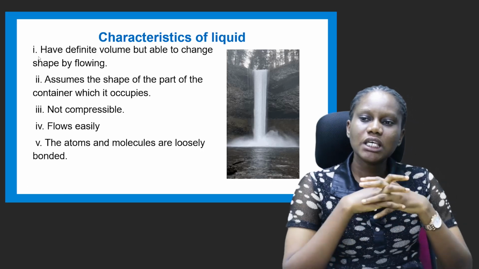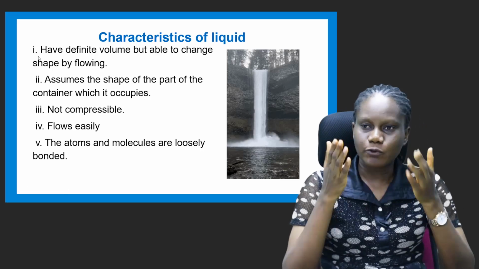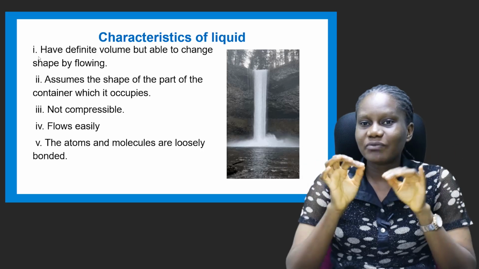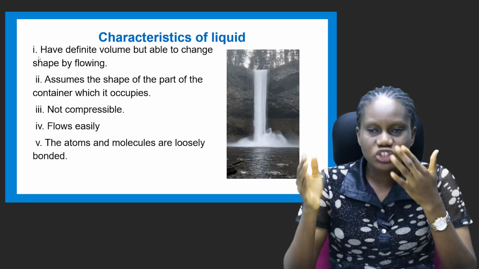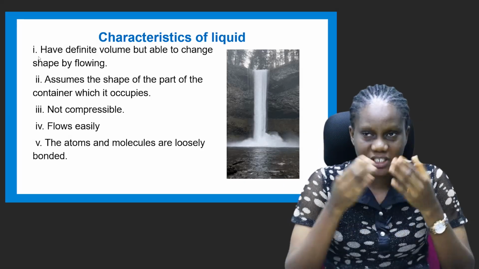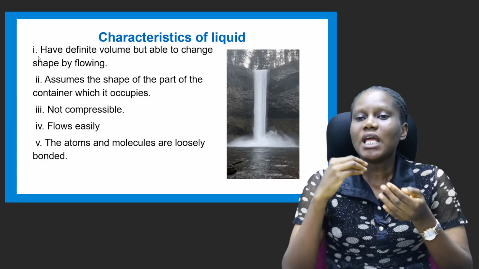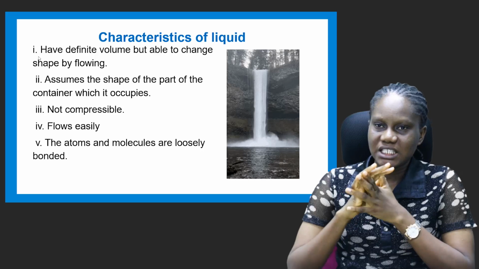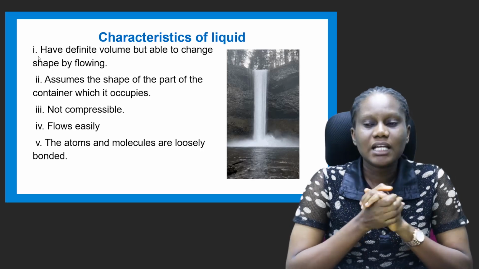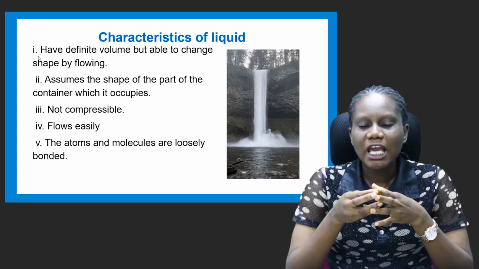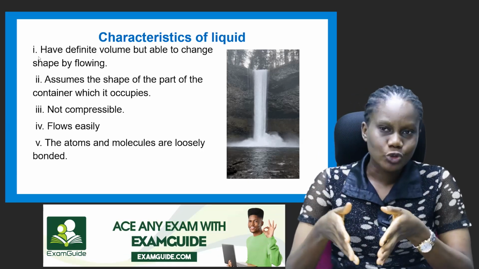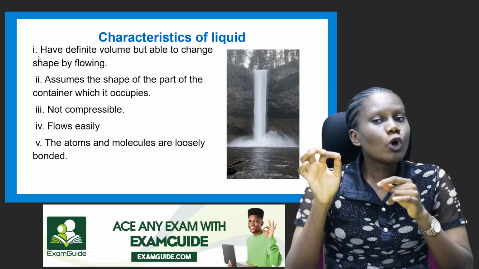From our diagram, you can see a waterfall, and you see how it's flowing. So it shows that, in contrast to solid, liquids flow easily. They have definite volume, but they're able to change shape by flowing. Water is an example of liquid. They flow easily, and the shape changes with the container it is in. If you put your water in a cup, it will take the shape of that cup. If you put it in a bottle, it will take the shape of that bottle.